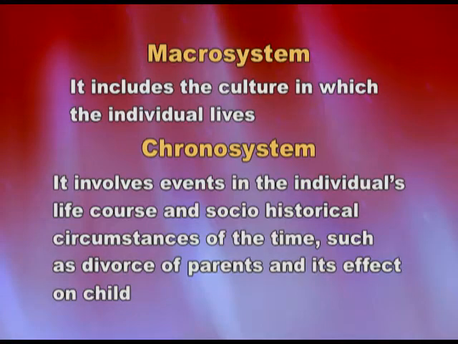And the last and the distant level from the child's development is the chrono system. Chrono system basically involves those developments that take place because of the life course of a child, the journey of a child, or the socio-historical circumstances. For instance, the separation of the parents has a major impact on the way the child develops. So that is the chrono system, the largest and the distant, but having an impact.